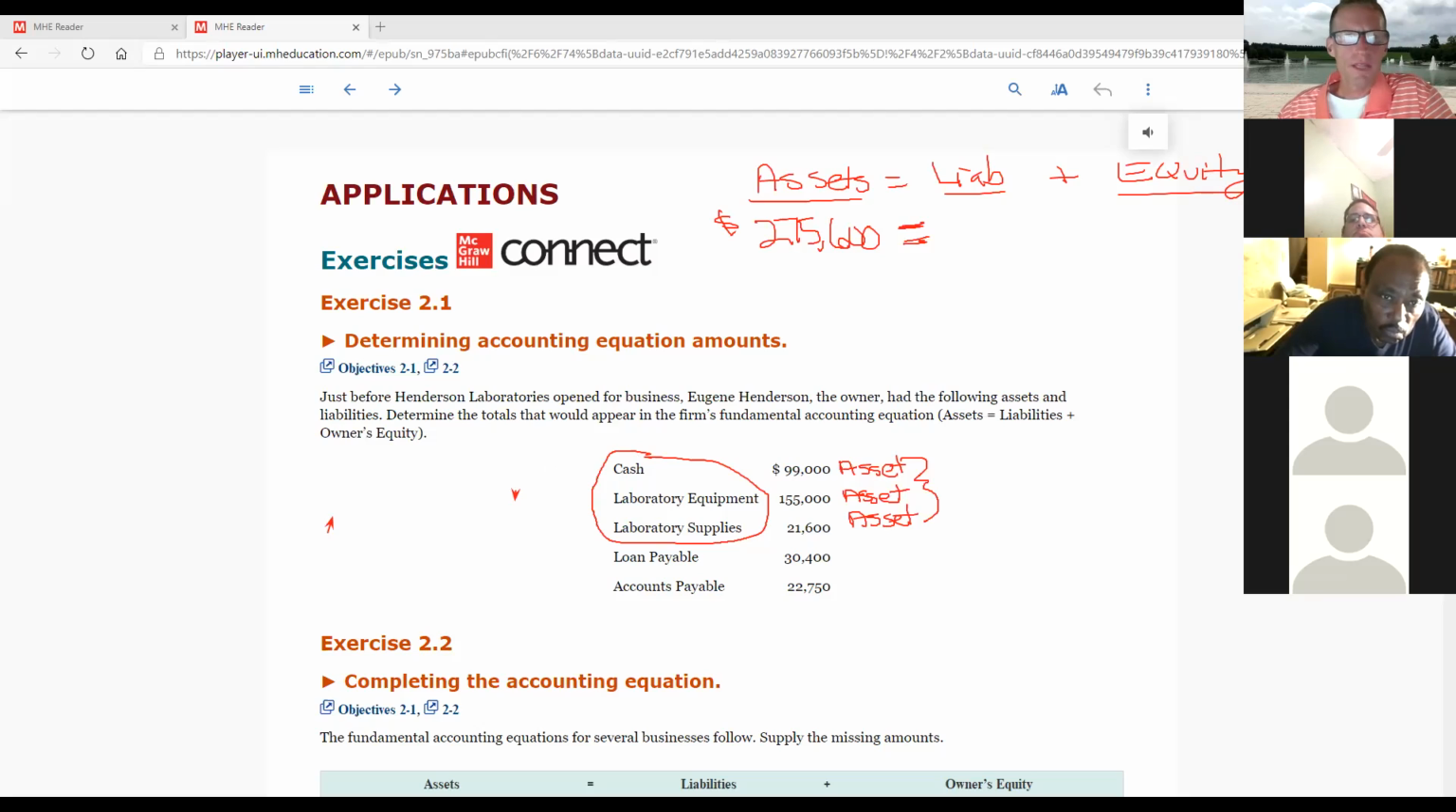All right. On the liabilities, notice we've got loan payable. If you see that word payable, think liability. So we know that's a liability. And of course, you guys have seen accounts payable already. That's two liabilities. If you add those together, you get 53,150.